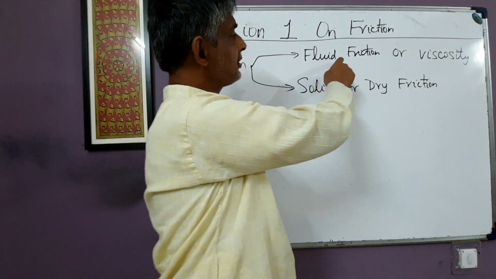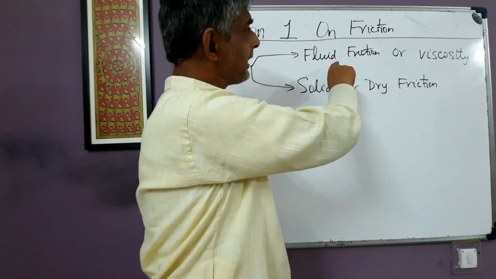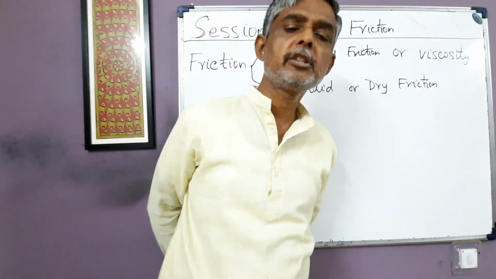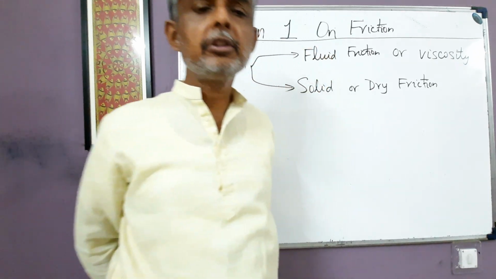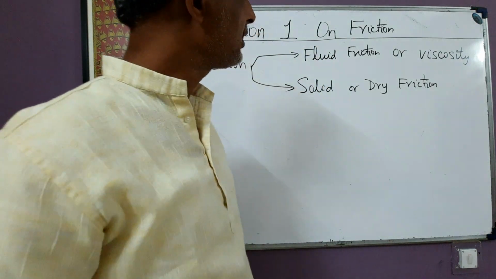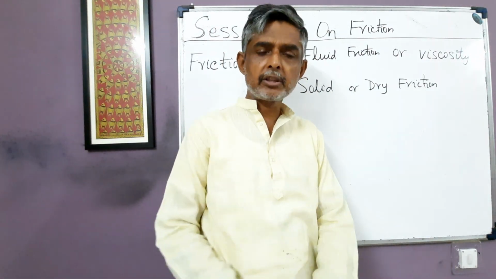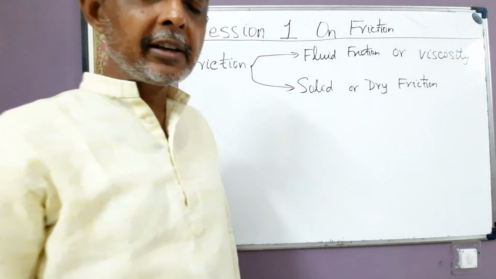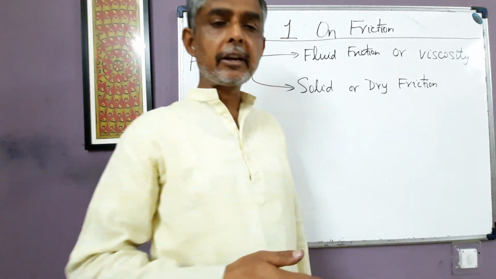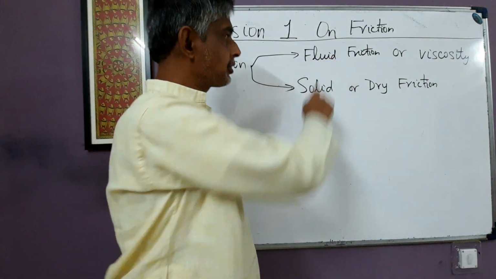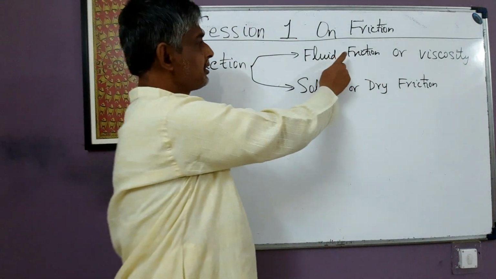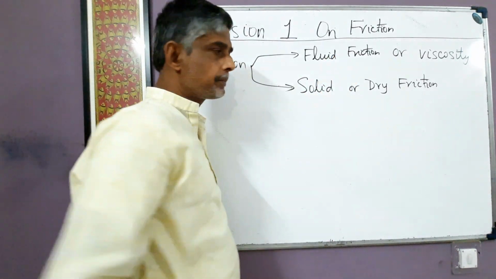Fluid friction will be discussed in the chapter on fluid mechanics, but just one line I would like to say regarding it. How do you define fluid friction? Fluid meaning liquids and gases. Liquids and gases are collectively termed as fluids. Fluid friction means that when various layers of fluid in contact slip with respect to each other, the sliding layers exert forces on each other opposite to the direction of relative slip. That is called fluid friction or viscosity. But we are not going to discuss this.